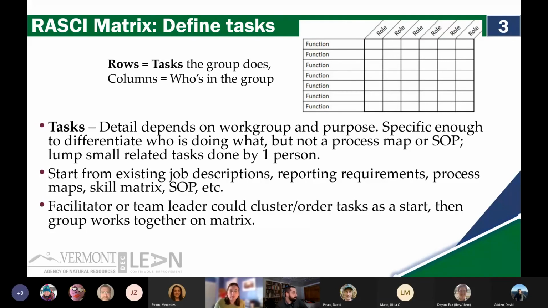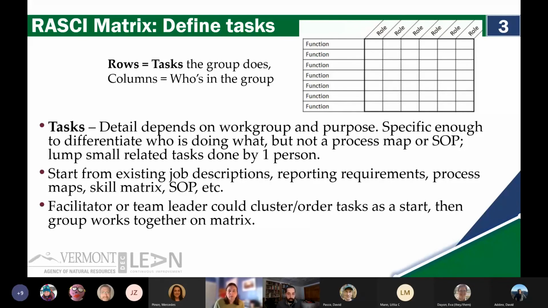It's set up so that the rows are the tasks. Here they're written as function in the little screenshot I grabbed, but the tasks going as rows, and then the columns will be who's in your work group, and potentially people outside your immediate work group who you interact with. But let's start first by talking about how to define the tasks.